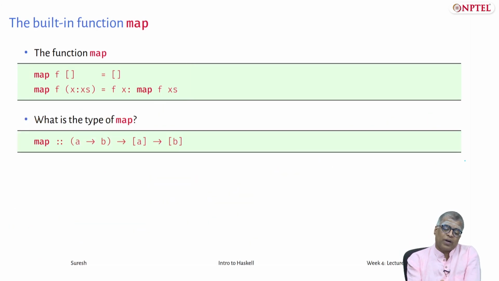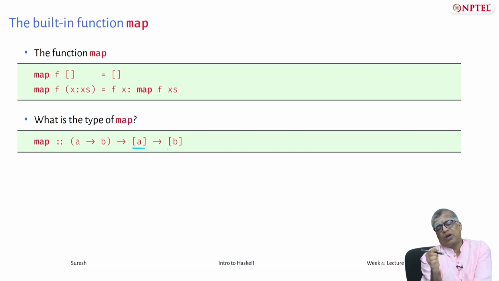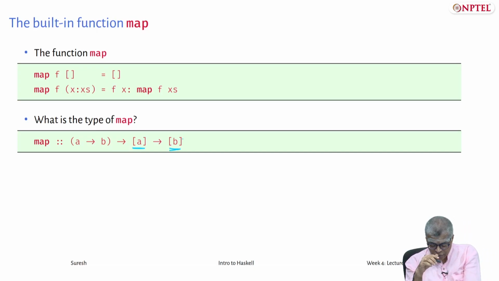What is the type of map? I said this already. F is a function that takes inputs of type A and produces outputs of type B, and your inputs should be elements of the list. So the input list is list A, and the outputs are the outputs of F. So that is list B. Okay. So that's about the type of map.